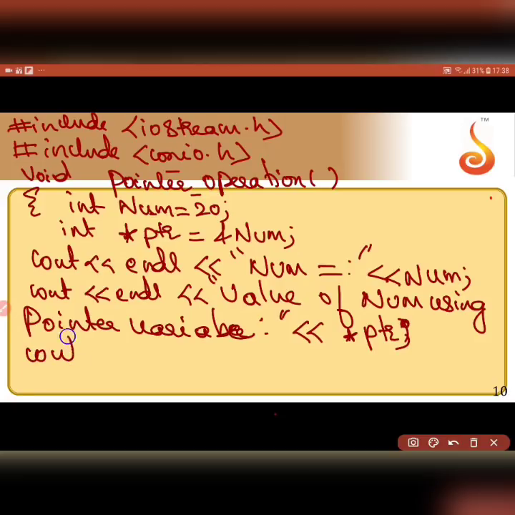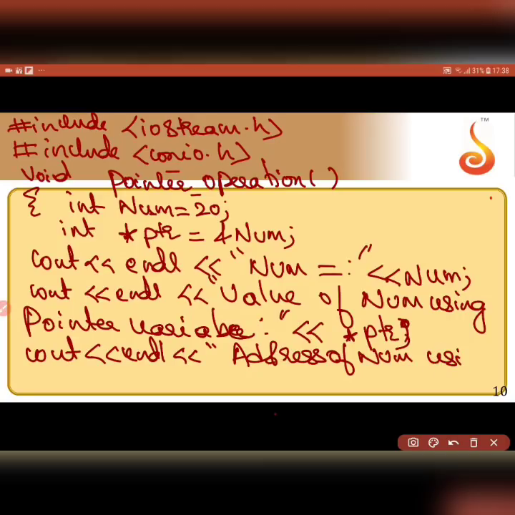Next is cout, endl, address of num using pointer is just ptr. So when I just say ptr, it will give me the address, memory address would be printed here, and when I say *ptr, the value which is present in that location would be printed. Please make a note of this.